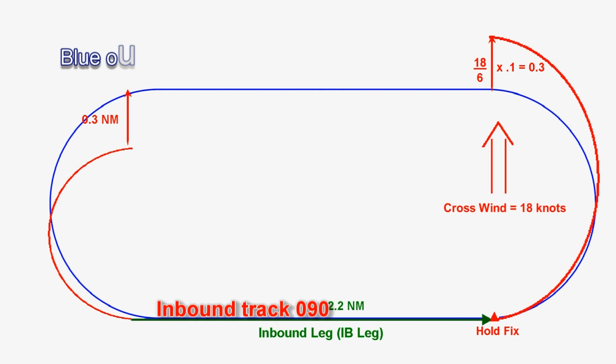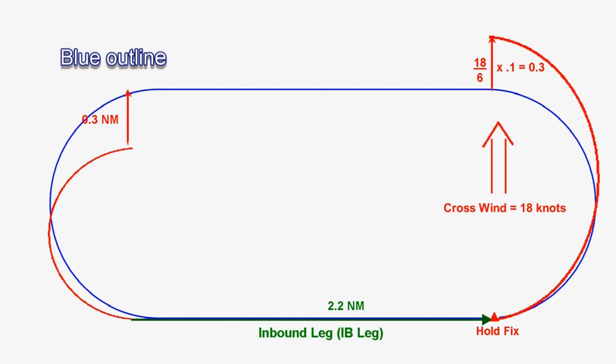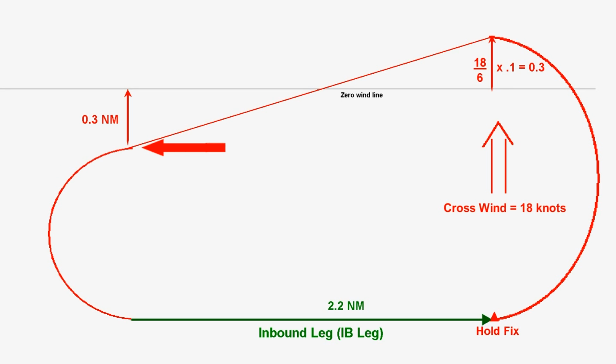This time we have the same wind, and we will hold on the 270 degree radial again, but with non-standard, left turns. In this case, the crosswind will increase the diameter of the first turn by 0.3 and reduce the diameter of the second turn by 0.3. Notice that with 18 knots of crosswind, the same 0.3 adjustment is required in the cross track. But this time we are targeting a reduced cross track at the end of the outbound leg: 1.1 nautical miles.